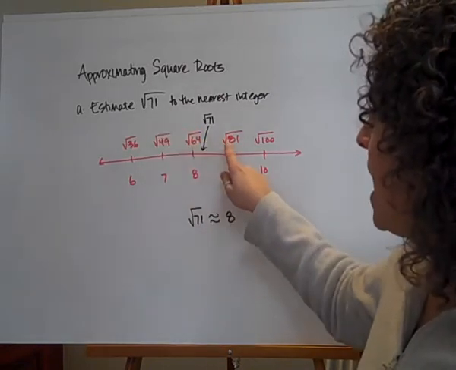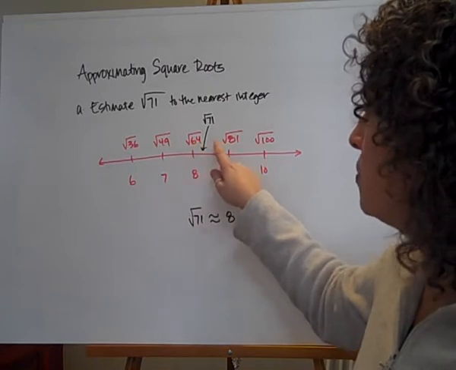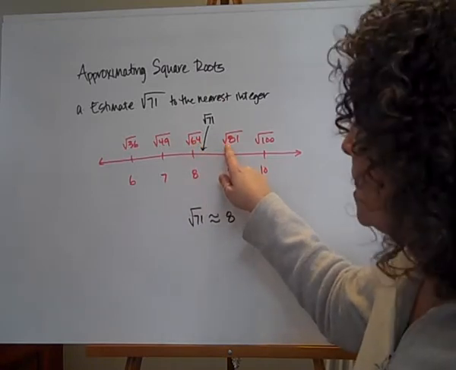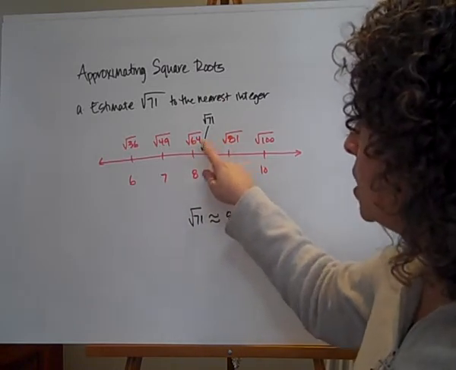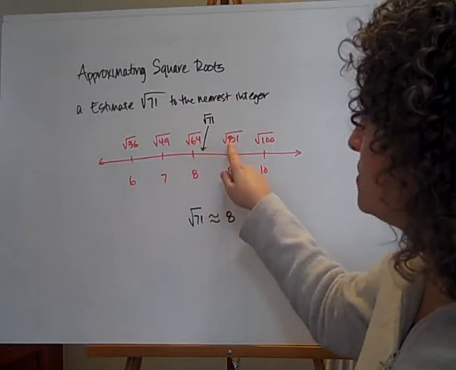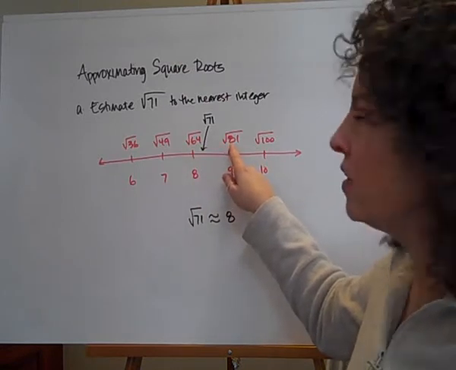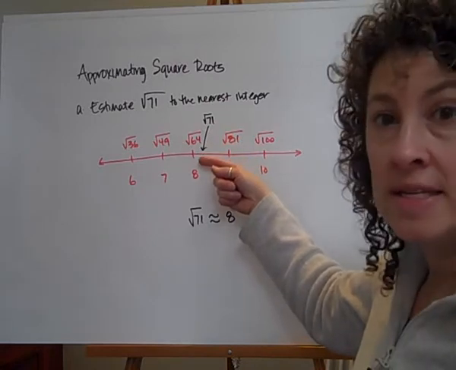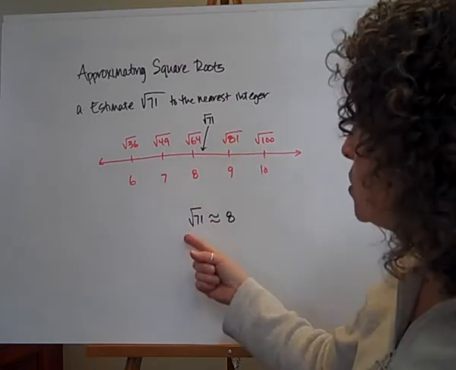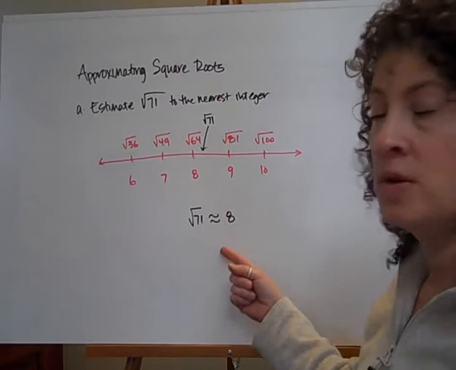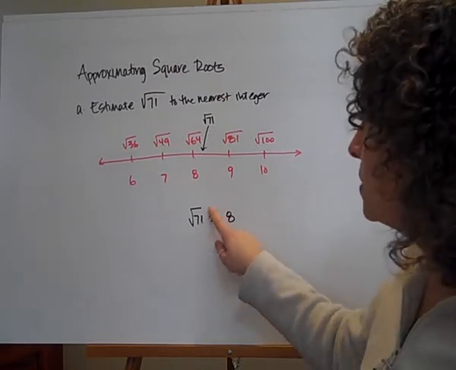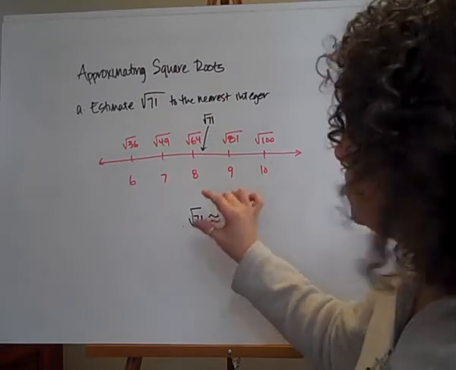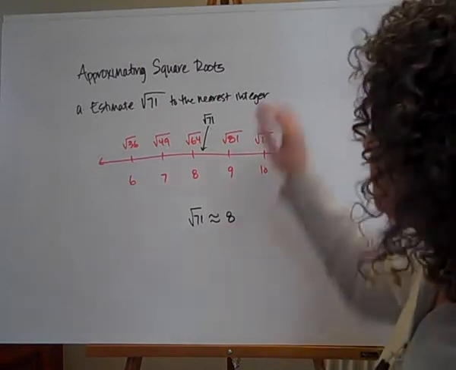I'm looking for the square root of 71. So the square root of 71 has to be in between the square root of 64 and the square root of 81. And when I think about which one it's closer to, it's closer to the square root of 64 than it is to the square root of 81, which means that the square root of 71 has to be closer to 8 than it is to 9. So I'm going to estimate the square root of 71 at approximately 8. And remember, this is our approximately sign. It's that equal sign, but it looks a little bit wavy.